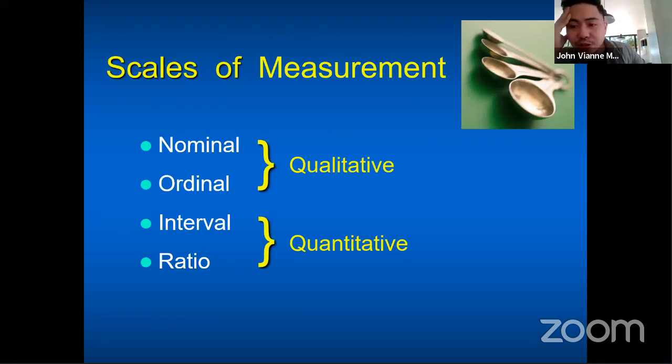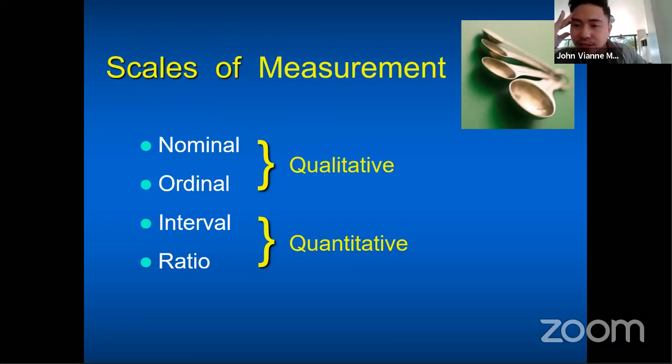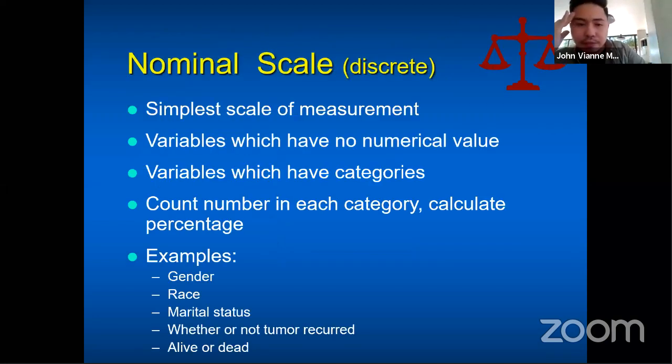Okay, so here are scales of measurement. So for one, we have qualitative variables and we have quantitative variables. Under the qualitative variables are nominal variables. We also have ordinal variables. For quantitative variables, we have interval variable and we have a ratio variable. I'll be discussing these variables later. So when we say nominal, that means it's discrete. From the name itself, nominal, that means the variable is measured in terms of names or categories. So it's the simplest scale of measurement and they have no numerical value. Yes, wala siyang numerical value and they have categories.